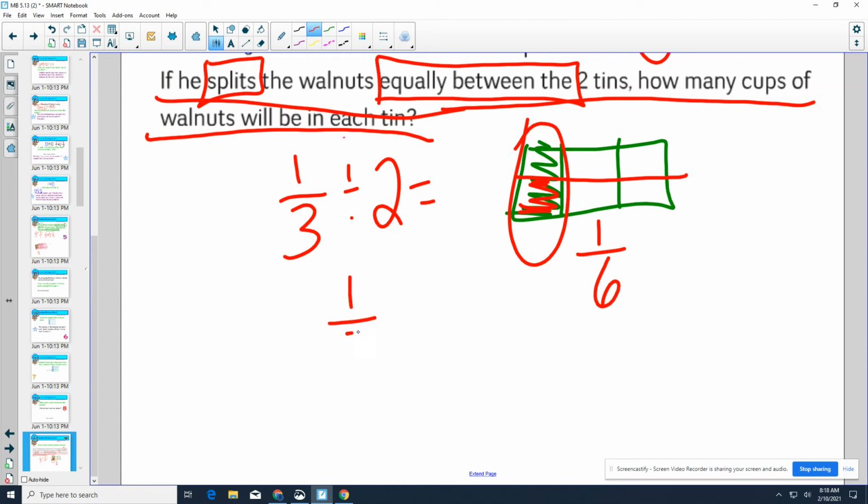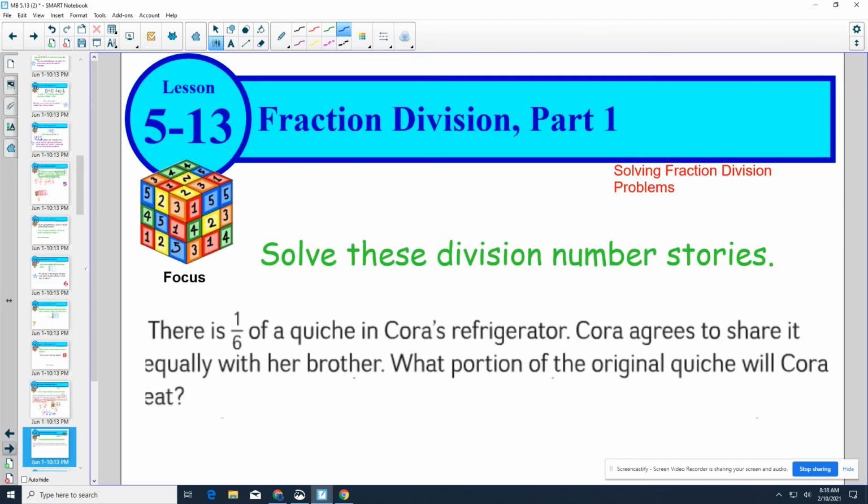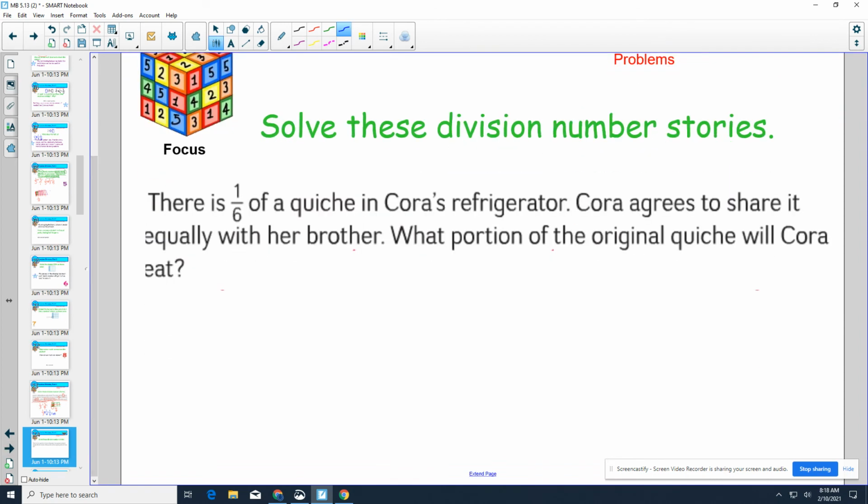I could also do the algorithm. I want to put the whole number over 1, and then I multiply by the reciprocal, or I just simply flip it over, and I get 1/6 cups. So you could do the number model, or again, remember, you can put the whole number over 1 for the division problem, flip the second number, we call it the reciprocal, and multiply straight across, and it's the same thing as doing the division. All right, let's look at the next one here.